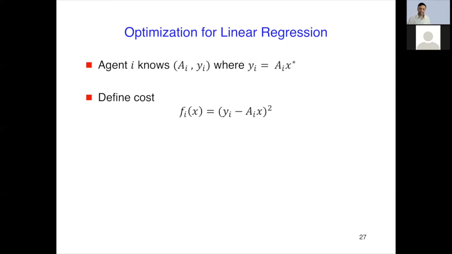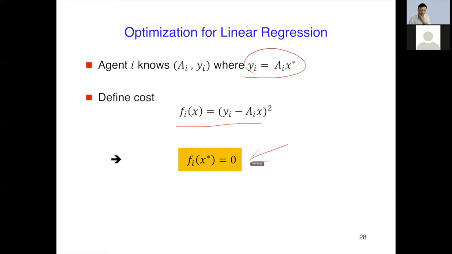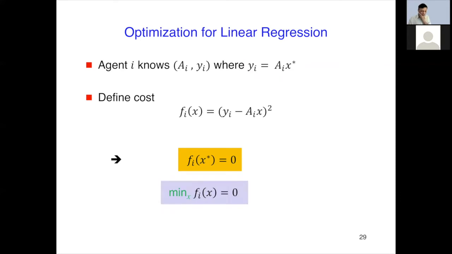One way to do that is to define these cost functions. For agent i, we are going to define this cost function fi of x, where fi of x is defined as (yi minus ai x) squared. Now, in the event that x is equal to x star, because we are assuming in this example that the data actually belongs to a straight line, we know that for x equal to x star, yi will be equal to ai x star for all i. And therefore, this will be equal to 0 for all i, as long as there is such a unique x star that exists. And obviously, the minimum value of fi of x over all x will be 0 as well, because we know it's 0 at x equal to x star.